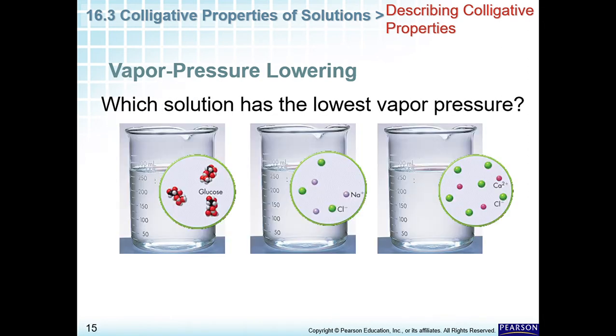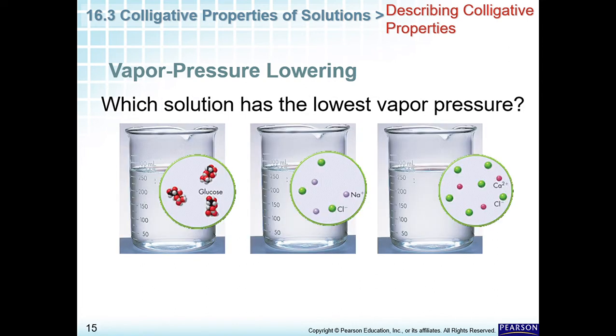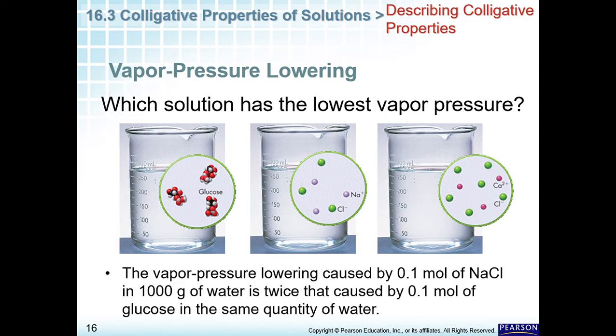The decrease in solution vapor pressure is proportional to the number of particles the solute makes in solution. Which solution has the lowest vapor pressure? The vapor pressure lowering caused by 0.1 mole of sodium chloride in 100 grams of water is twice the vapor pressure lowering caused by 0.1 mole of glucose in the same quantity of water. Ibig sabihin, ang pinakamababa dito ay ang sodium chloride. Lowest vapor pressure.